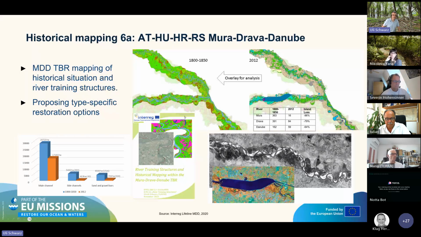So we did mappings on the historical situation and on training structures. It is absolutely obvious if you look at those pictures here that you can simply not recognize the former river landscape. So we got also strong losses in main channel, side channel, sand and gravel bars. Look at the island loss, for Mura, minus 96%.